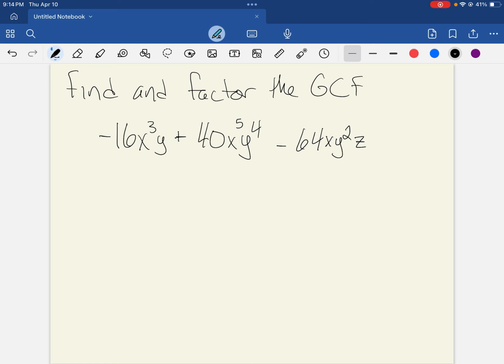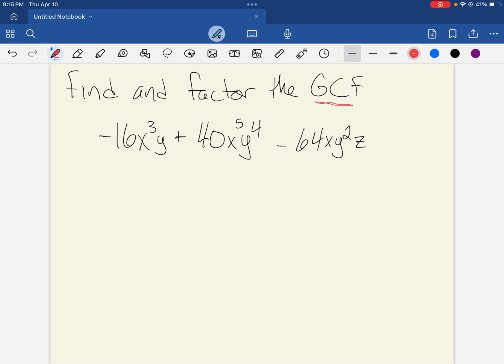Hello, in this video I'm going to go through how we would find and factor the GCF out of this polynomial. Depending on who your teacher was, this may look different than how you saw in class. Just after teaching this a couple of times, I'm changing up how I show it because I think it will work a little bit better. So as we get started, we want to find the GCF.